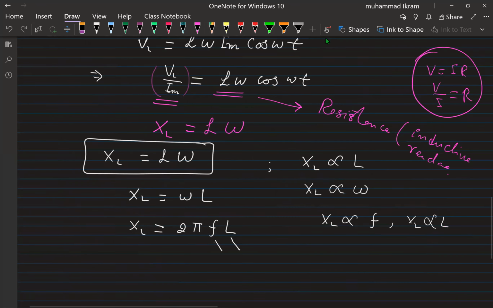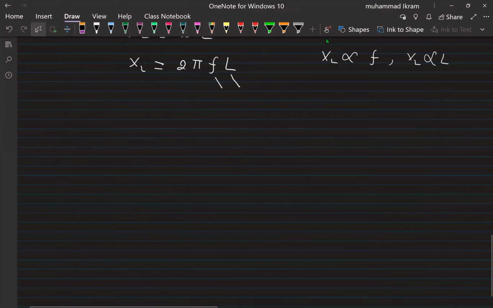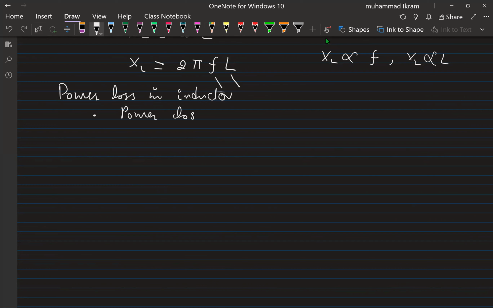Now, the next important point here is the power loss in inductor. The power loss in a pure inductive circuit is 0. What does this mean? Like the resistor, it does not dissipate the energy in the form of what? In the form of heat. Therefore, it is used, what? It is used to store energy.